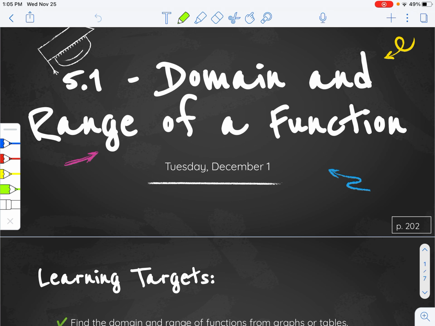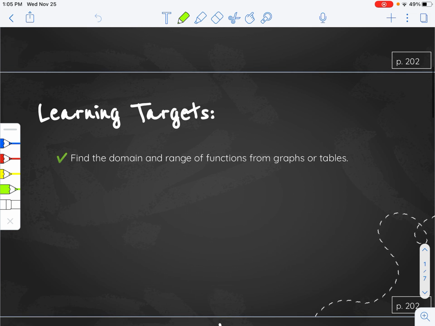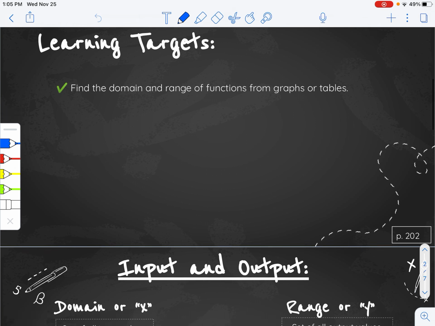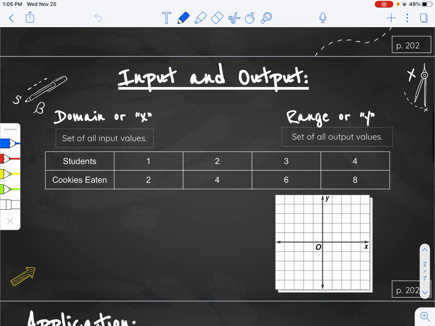So today we're looking at, again, 5.1. That is domain and range of a function. Our learning target for this lesson is to find the domain and range of functions from graphs or tables. So just that one learning target, a pretty quick one today.